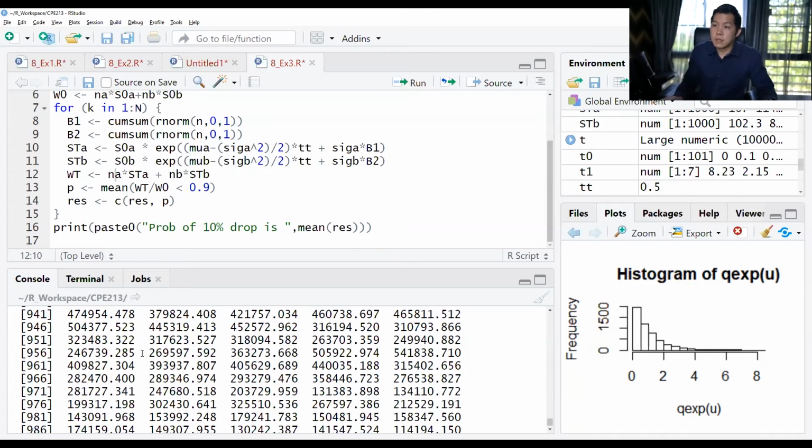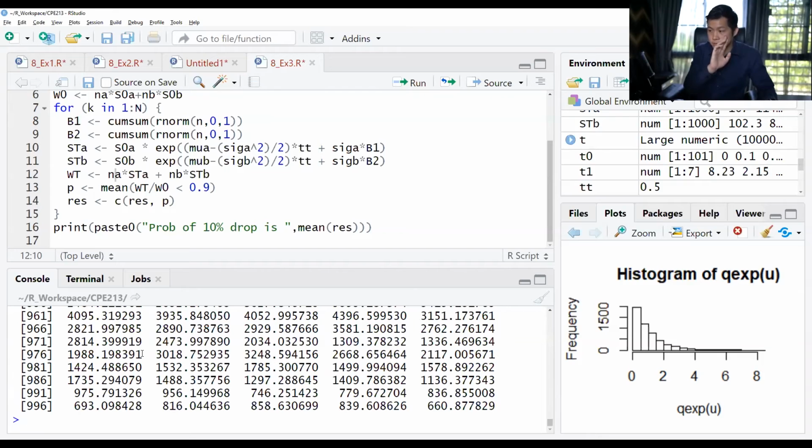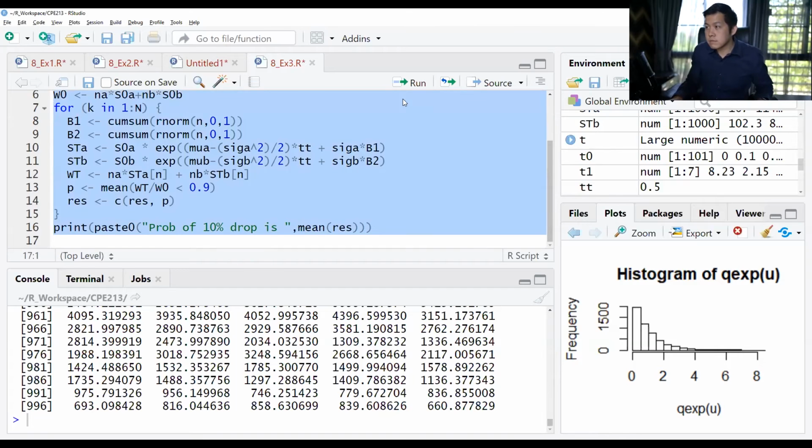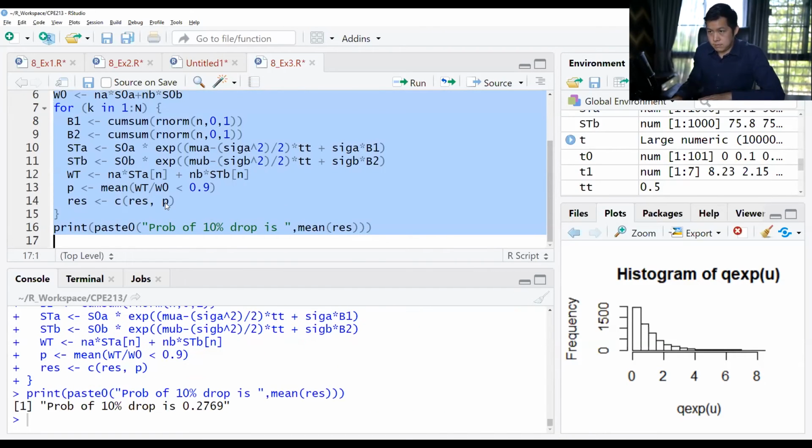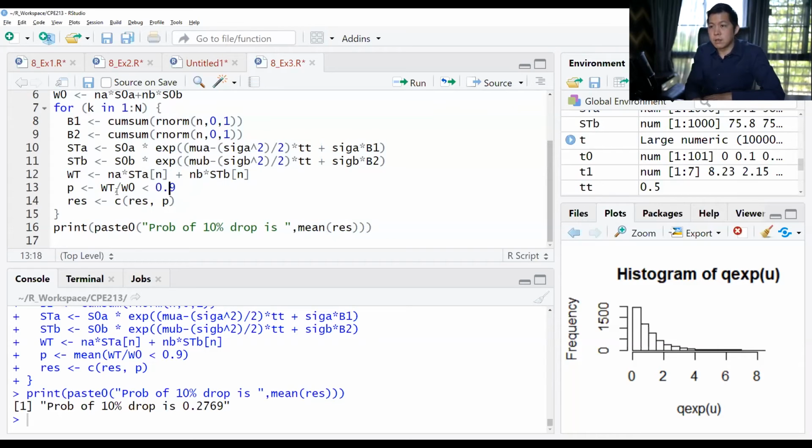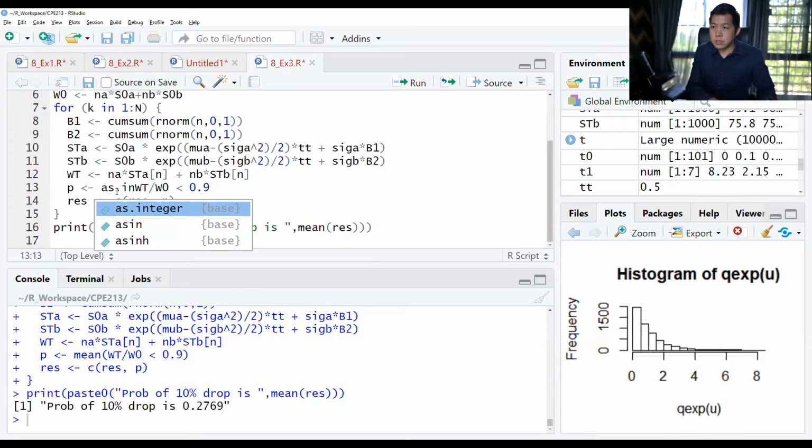W0 is the wealth at time 0, NA, STA. That's the mistake here. STA has to be ST at the final time t, not the mean of the whole thing. This has to be the last value, which is number 1000. Well, it has to be number n, the last location, and then one here. It shouldn't be mean. It should be just the conversion from integer to numeric.